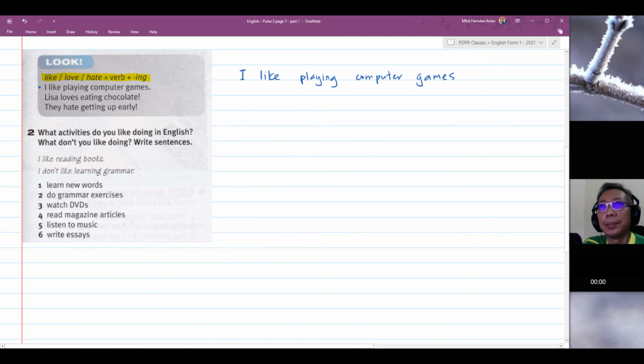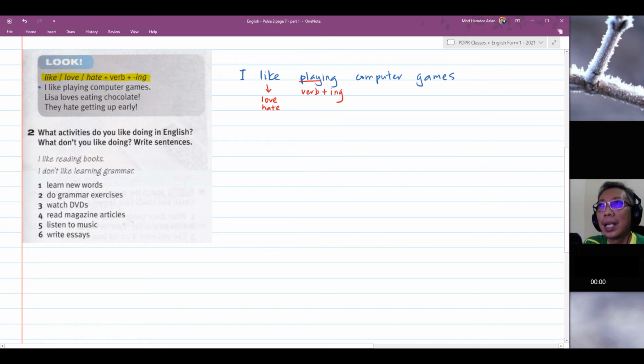Okay, which is the verb? Play. Play is the verb plus ing, right? Verb plus ing. And then like. Here, you can either use like, or you can use love, or you can replace it with hate. So for example, I love playing computer games, or I hate playing computer games.